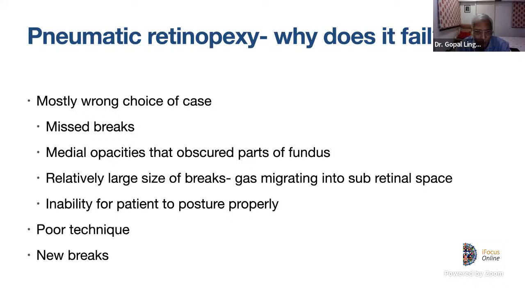Relatively large breaks, I already alluded to, carry the risk of gas migrating to the subretinal space. Then there is inability of the patient to posture properly. That you have to assess pre-injection itself, because once you inject and the patient is not able to position properly, the gas does no good because it's not properly supporting the break. Poor technique can result in the gas leaking out in the subconjunctival space or gas in the wrong location. New breaks have been described initially, that the vitreous gel gets pushed up and hence it can cause breaks inferiorly. But that's probably not that common, although it was described initially when pneumatic retinopexy was described.